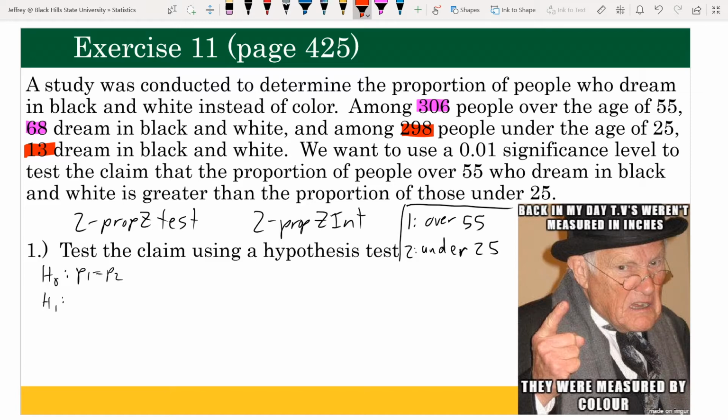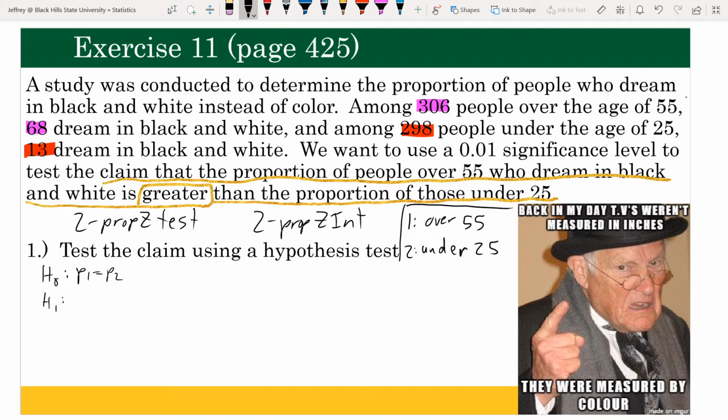So for the null hypothesis, we're going to assume that P1 equals P2. That's going to be true for all of these. For the alternative hypothesis, we need to go back and look at the claim. The claim says that we assume the proportion of people over age 55 is going to be greater than the proportion of those under 25.